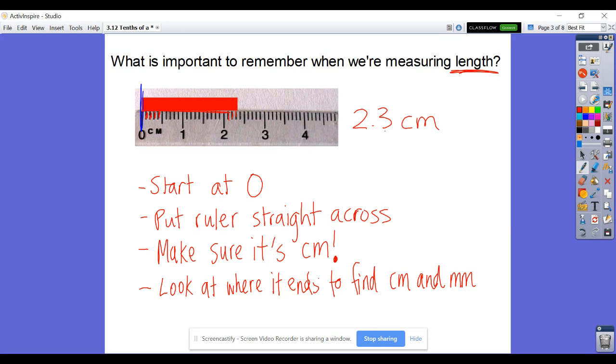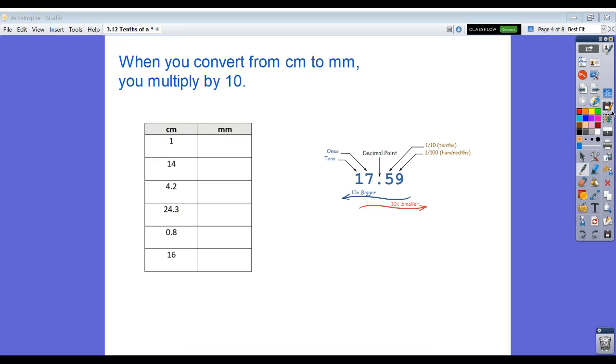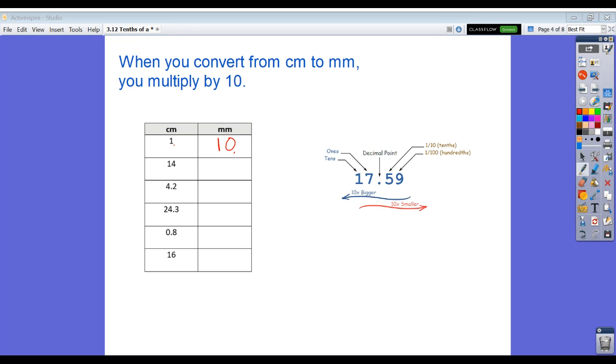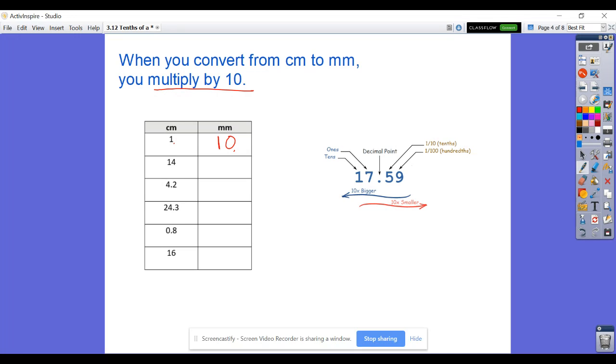Now, the next step, now that you have understood how to measure, sometimes you're going to be asked to convert from centimeters to millimeters. And whenever you do that, you multiply by 10. Because, as we just saw, 1 centimeter is 10 millimeters. So each centimeter is a group of 10. Hence, you multiply by 10.